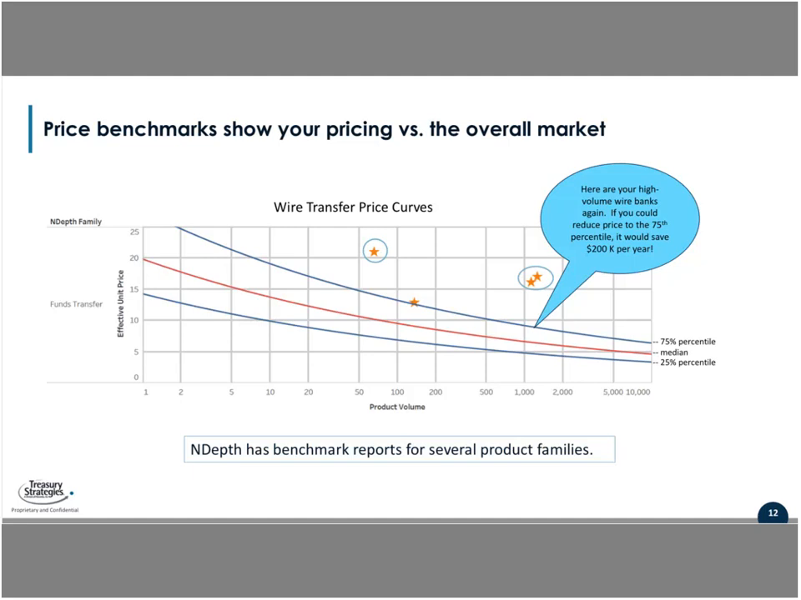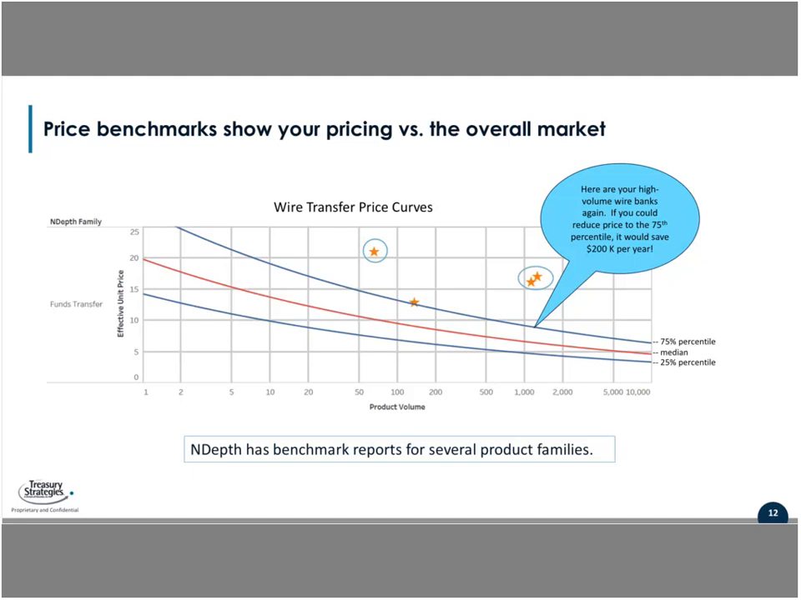So we said before, if we could get our prices down to what Tri-Central Bank is charging, that would save us about $100,000. And is that realistic? Well, actually, the realistic market price at the 75th percentile level, so that's pretty high anyway, for this kind of volume is under $10 per wire. If you could get that kind of a price for this volume, your company would be saving $200,000 per year.